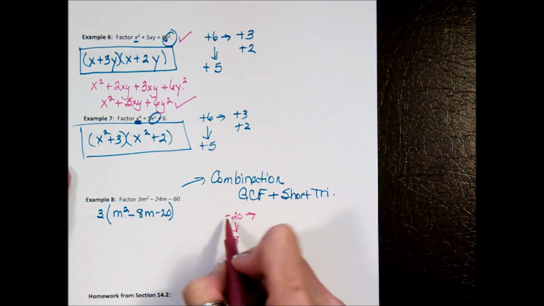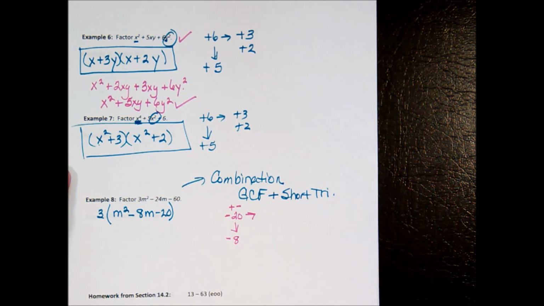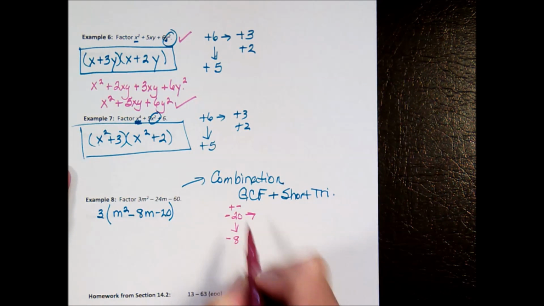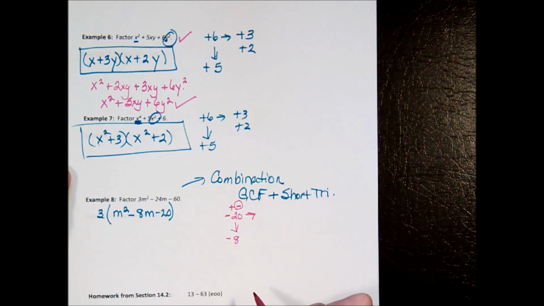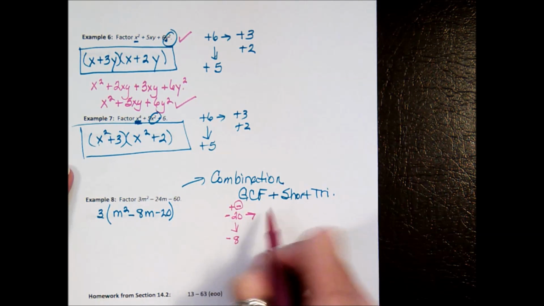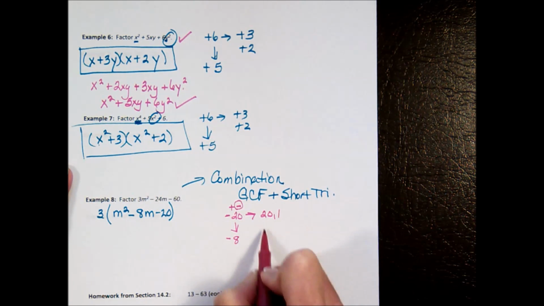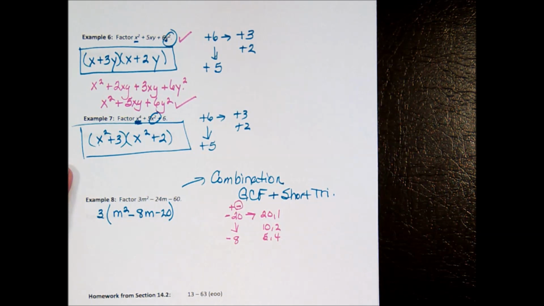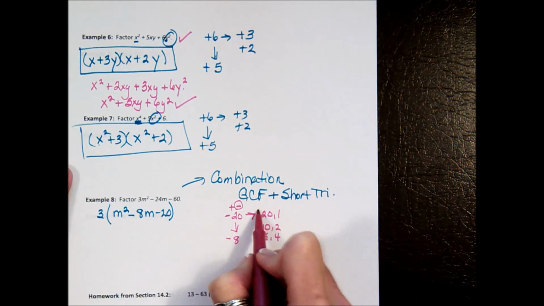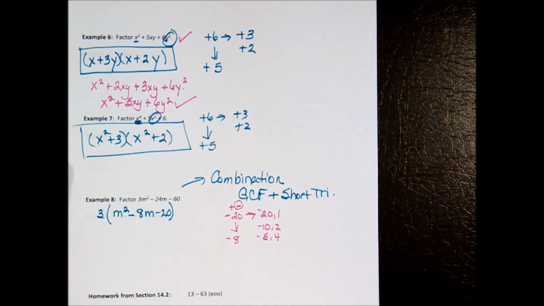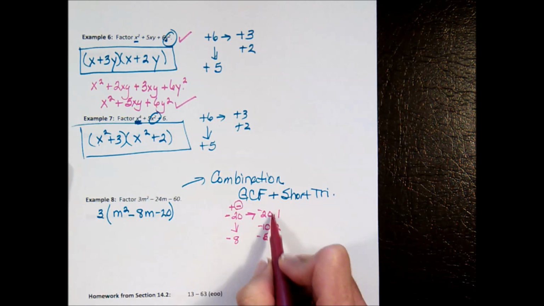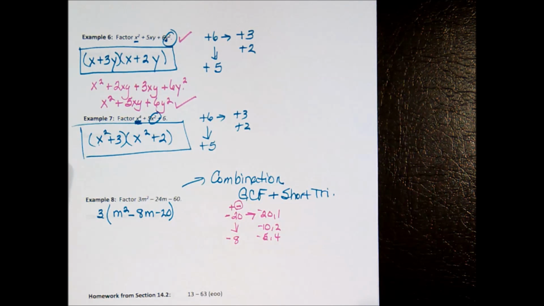Now I know to get a negative, I need a positive times a negative, and to have negative leftovers, I know the biggest number has to be negative. Let's worry about the signs at the end, and let's just find the factors of 20. We have 20 times 1, 10 times 2, and 5 times 4. With the bigger one being negative, which one of those adds together to make negative 8? Because I know they all multiply to make negative 20. The only ones that make negative 8 are right there.